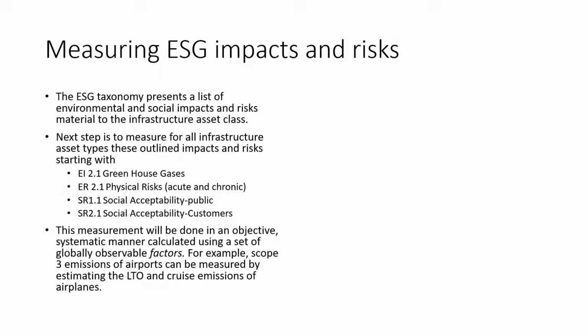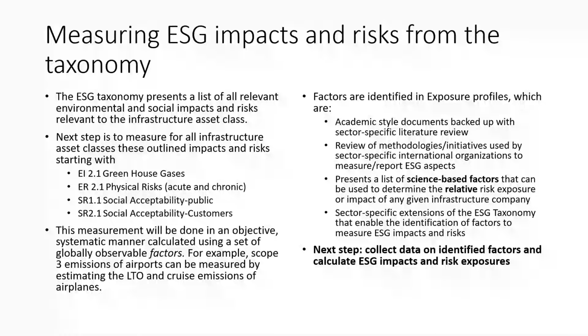The next step is to measure for all infrastructure asset types these outlined impacts and risks, starting with greenhouse gases, physical risks, social acceptability of the public, and social acceptability of the customers. This measurement will be done in an objective and systematic manner, calculated using a set of globally observable factors. For example, Scope 3 emissions of an airport can be measured by the factors of LTO and cruise emissions of airplanes.